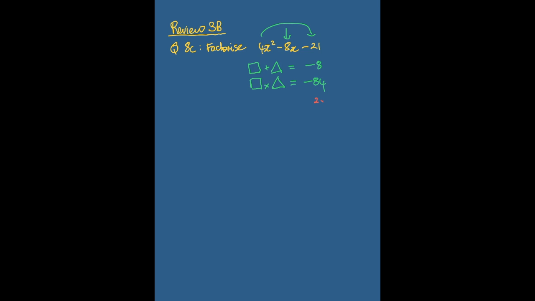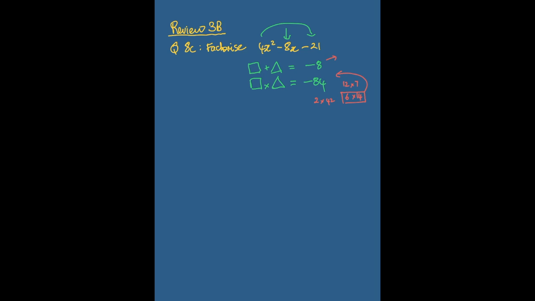So 84, what is 84? 2 times 42. That's no use because they're too different. So we need two numbers that are not too far apart. We know that 12 times 7, no, that's not going to work. So what about 6 times 14? Ah, yes, that works. So now let's use 6 and 14.